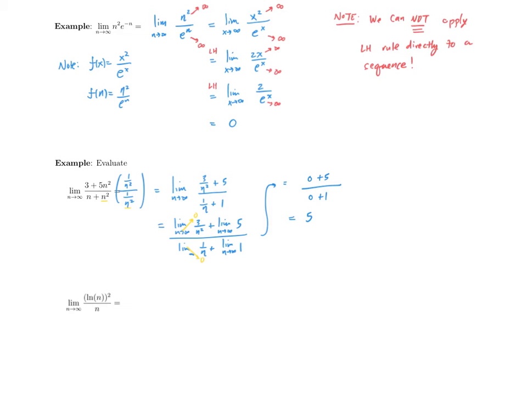Now in the remaining example, with the limit of the ln of n squared over n, this is definitely a scenario where L'Hopital's rule is going to be necessary. The natural log is going to infinity, and n is going to infinity. But remember, not to sound like a broken record, we cannot apply L'Hopital's rule directly. So we write this in terms of x's.